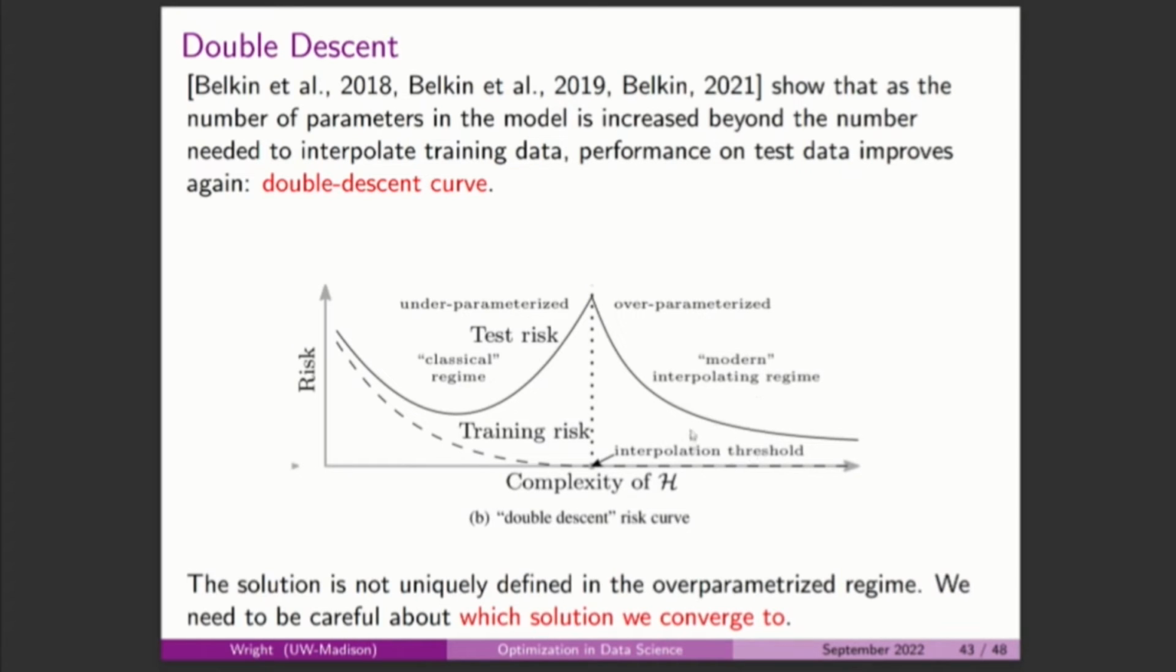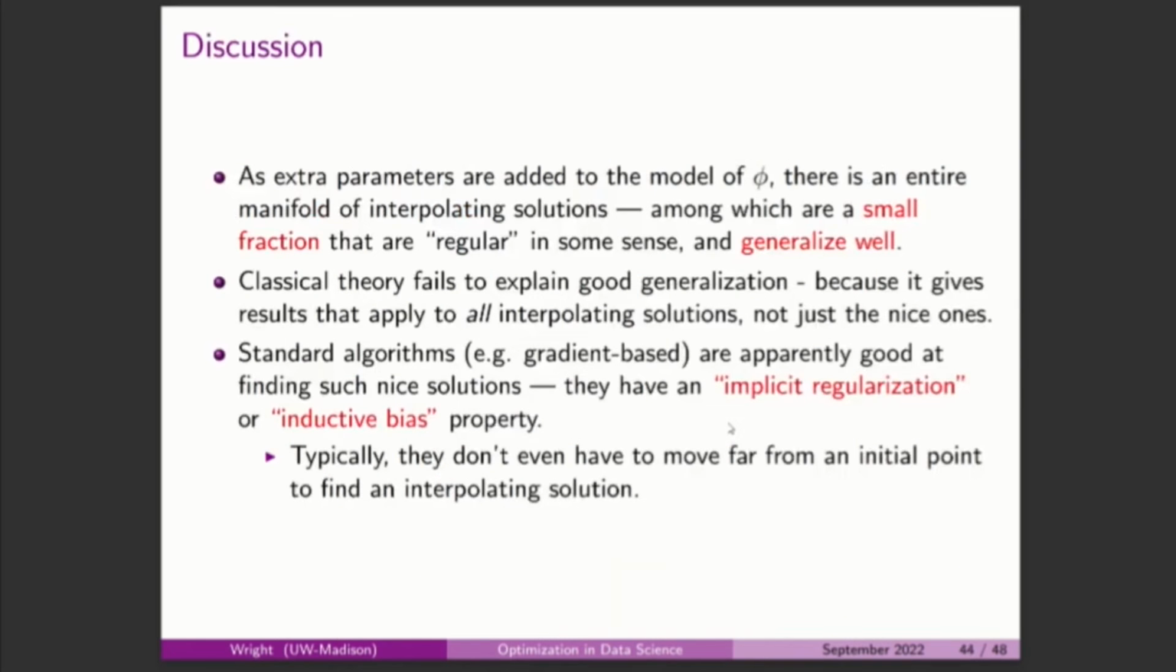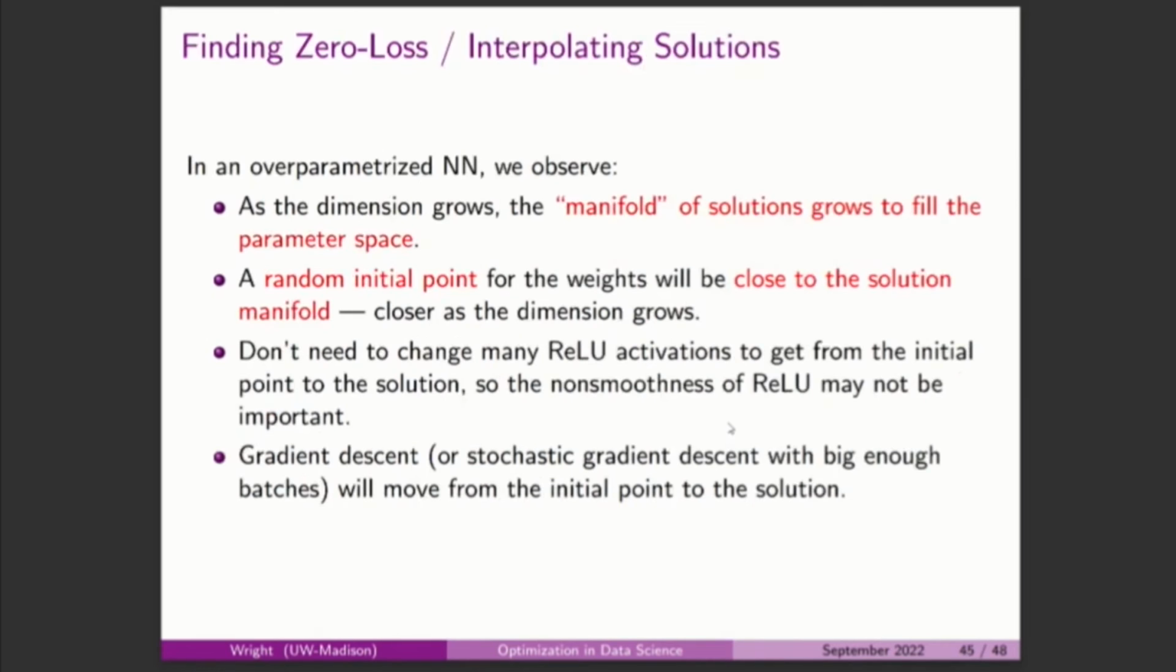When you get out into this regime, there are actually multiple solutions. Because there are so many parameters, there are entire manifolds of solutions. And you have to be careful about which one you pick in order to get this kind of behavior. And that's basically what I've talked about here.